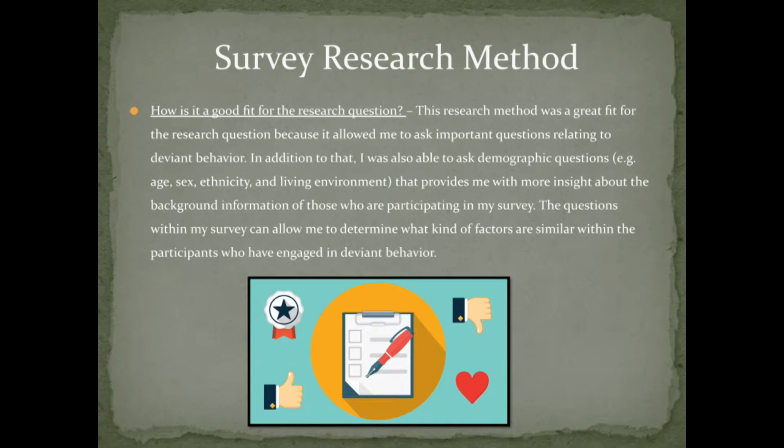So how is it a good fit for the research question? This research method was a great fit for the research question because it allowed me to ask important questions relating to deviant behavior. In addition to that, I was also able to ask demographic questions, for example, age, sex, ethnicity, and living environment, that provide me with more insight about the background information of those who are participating in my survey. The questions within my survey can allow me to determine what kind of factors are similar within the participants who have engaged in deviant behavior.